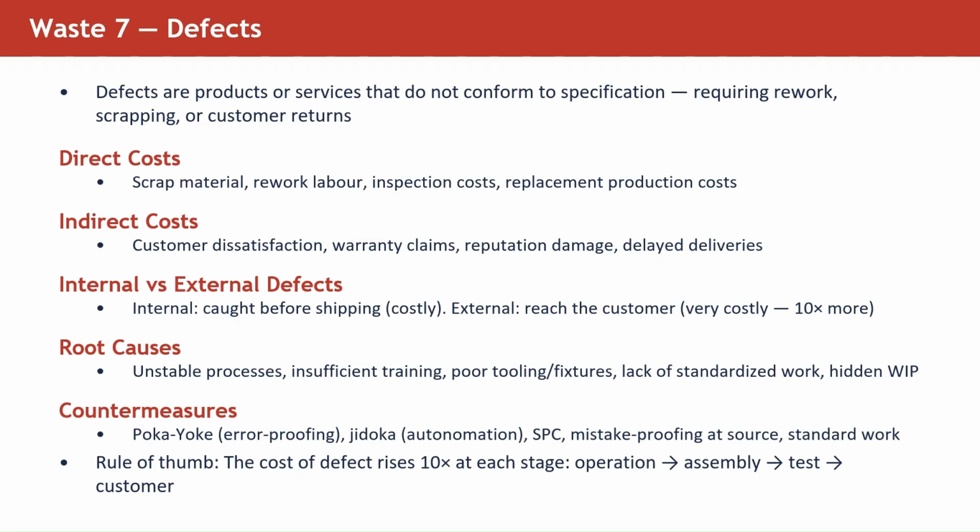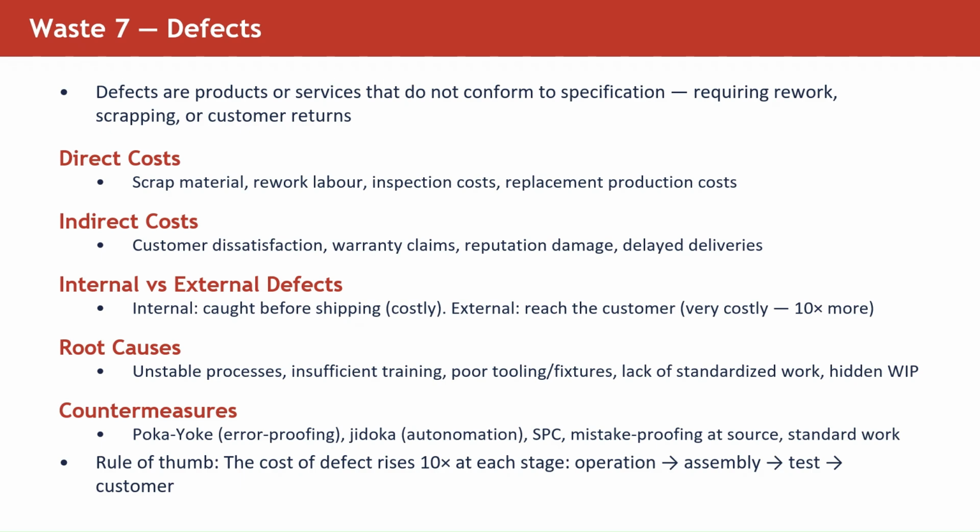Now there is a critical economic principle about defects. The cost multiplies by a factor of 10 at each stage. A defect caught at the operation may require 1 rupee to fix. The same defect caught at the final inspection will cost 10 rupees. Then if it is caught at the customer end, it will cost 100 rupees or more in warranty, logistics, reputation damage, and loss of future business. So these are all the outcomes of the defects. Okay.